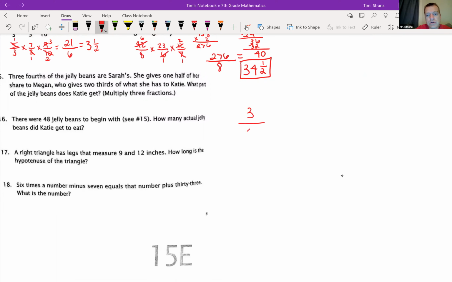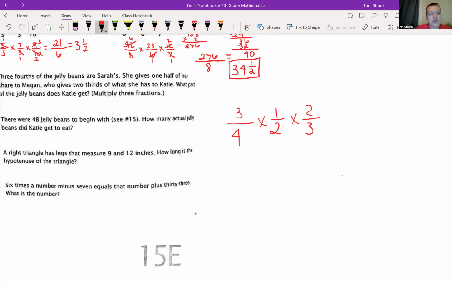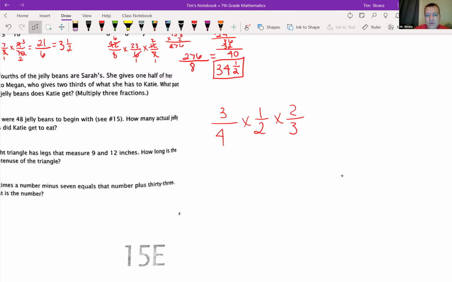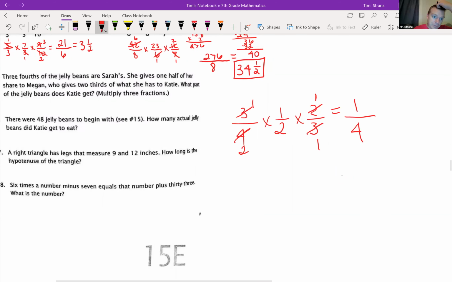So she has 3/4. Okay, she gives 1/2 away, and then she gives 2/3 away. Okay, so what part of the jelly beans does Katie get? Okay, so again, I'm going to see if I can cancel anything. I can cancel this 2, that goes into that once, and it goes into 4 twice. The 3's can cancel, and now we can multiply. I got 1 on the numerator, and 2 is 4 on the denominator, so 1/4 for number 15.